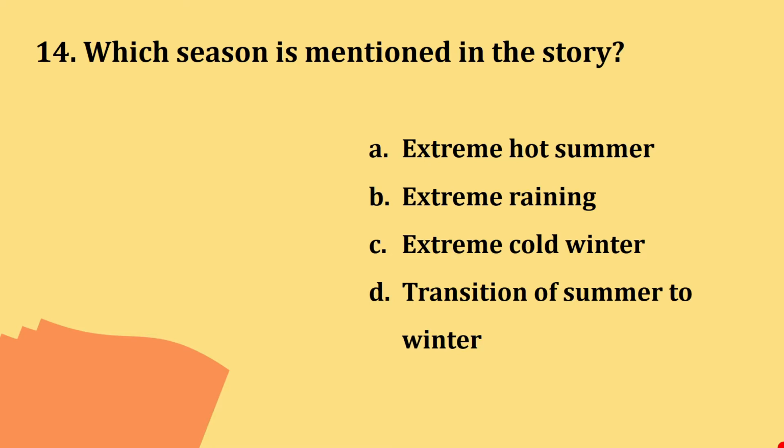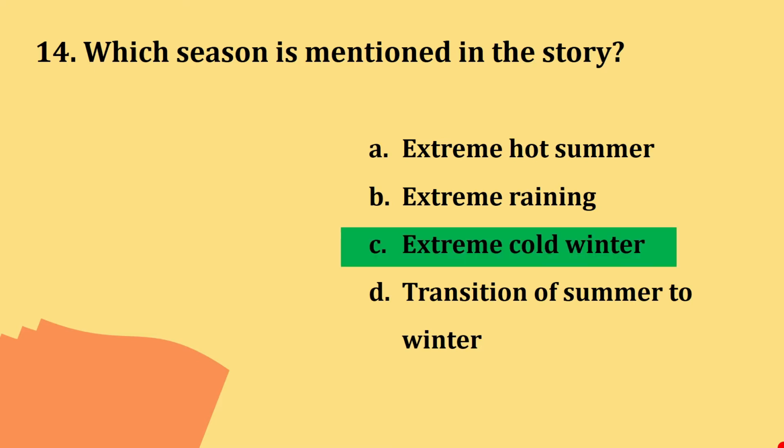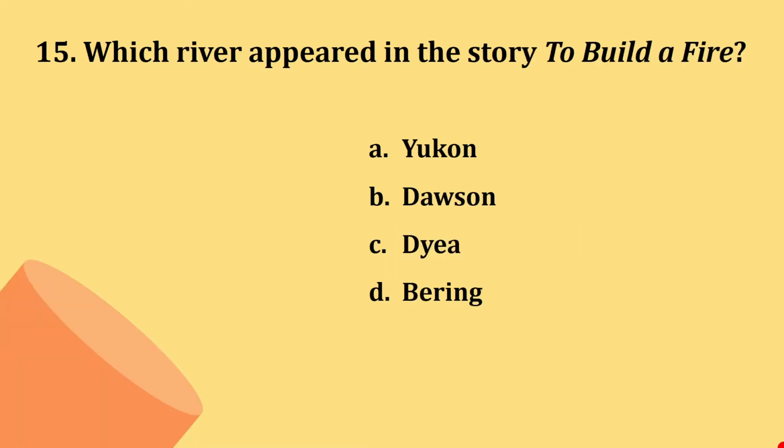Number 14, which season is mentioned in the story? A, extreme hot summer, B, extreme raining, C, extreme cold winter, D, transition of summer to winter. And the correct option is C, extreme cold winter.